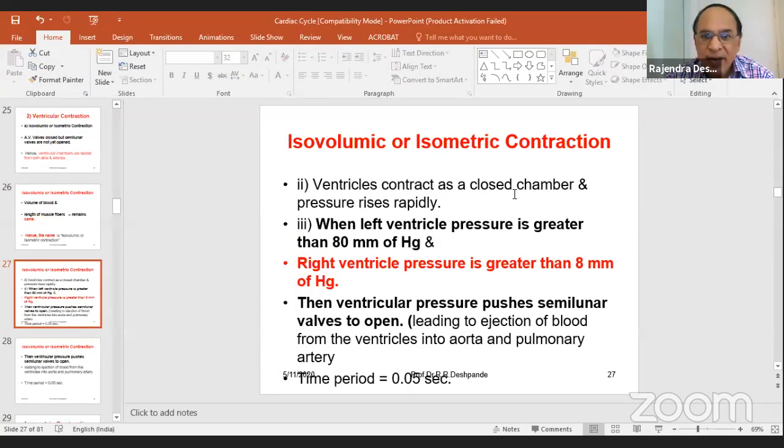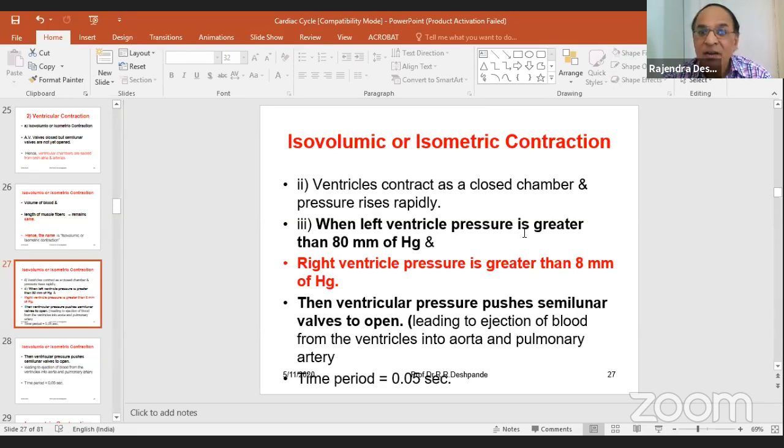Ventricles contract as a closed chamber. It is trying, oh, I'm full. And pressure rises rapidly because it is, oh my God, I'm congested. Open the door. Like traveling in the local train of Bombay, or Pune to Lonavala. I'm talking about Maharashtra state, okay? The local is full of people, and they want the station to come so they can get off. So the ventricles contract as a closed chamber and pressure rises rapidly.